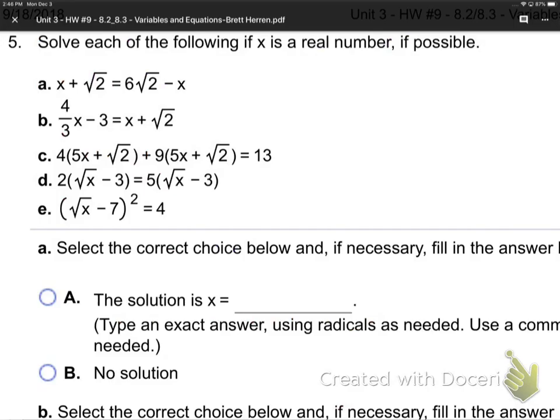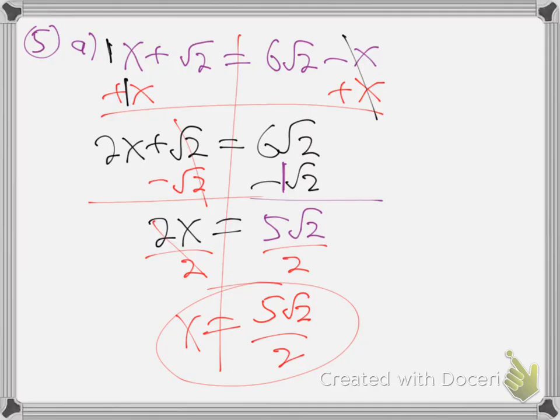Let's do one more. Oh, it's got fractions. 4/3 x minus 3. We're not gonna make it, are we? Ooh, this is a long section. All right, let's stop there, I guess.